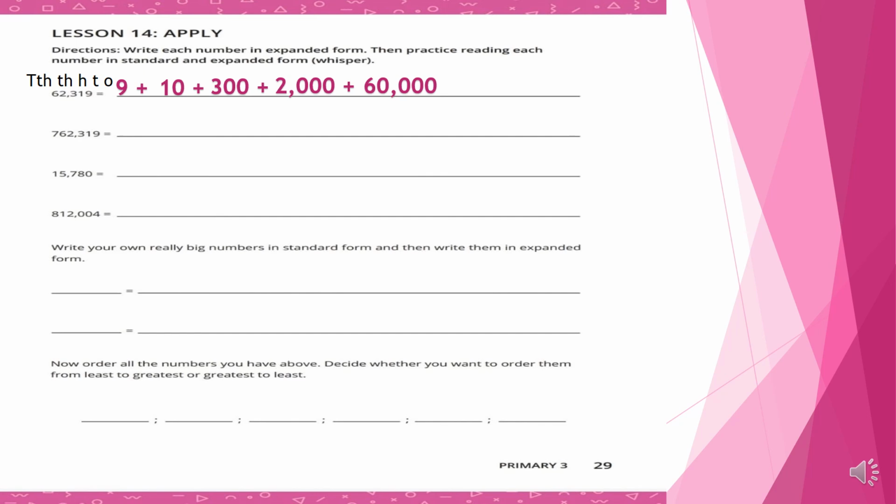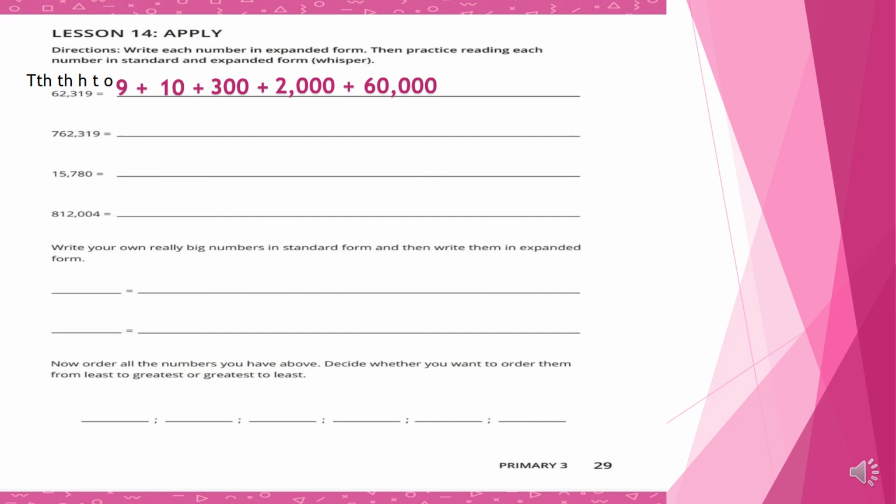The next number, let's read together. 762,319. First, we put the place as we have in the previous number. But here we have 6 digits, so we will put 6 places: ones, tens, hundred, thousand, 10,000, 100,000.